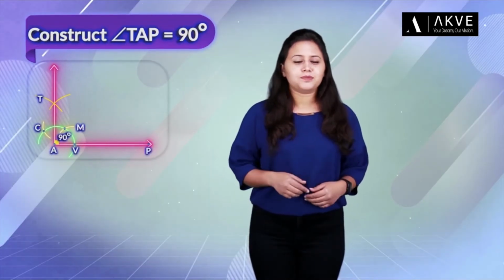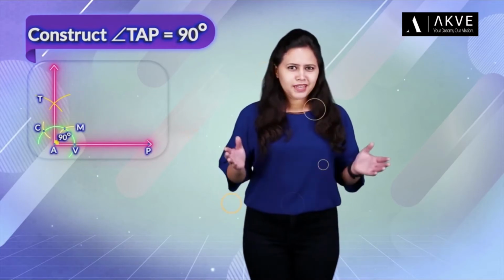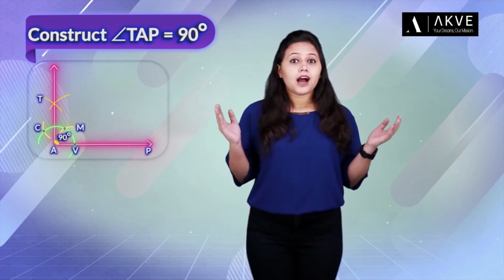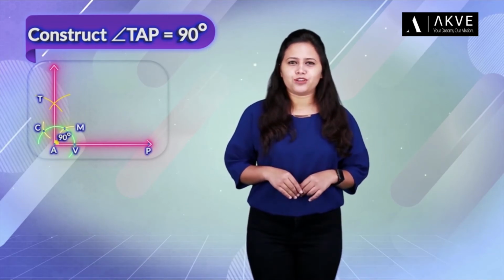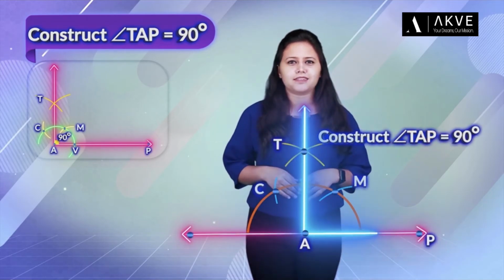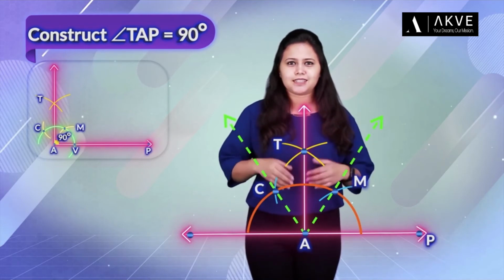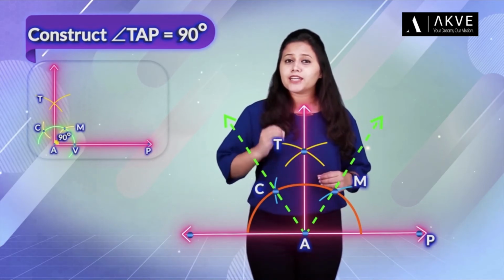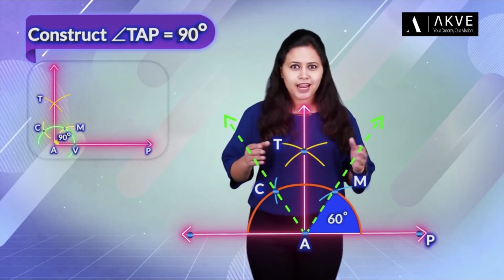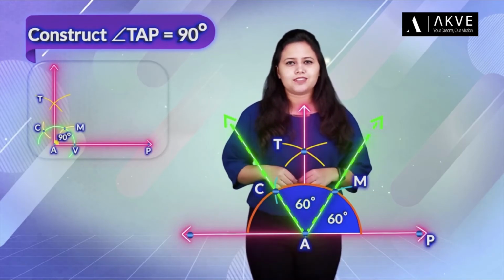Now, it's your turn. Pause the video and try to justify this construction. Hey, are you done? If not, do not worry. I'm here to simplify things for you. We have to show that angle TAP is 90 degrees. For that, firstly, join AM and AC. Now, we already know that angle MAP is 60 degrees. We proved earlier, right? In a similar manner, angle CAM is also 60 degrees.